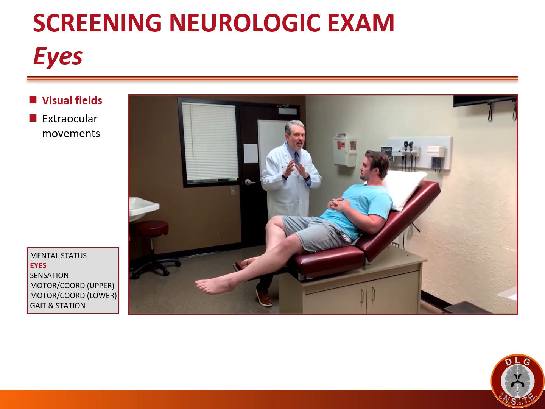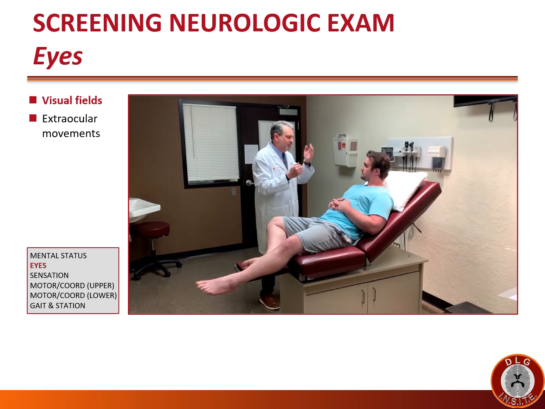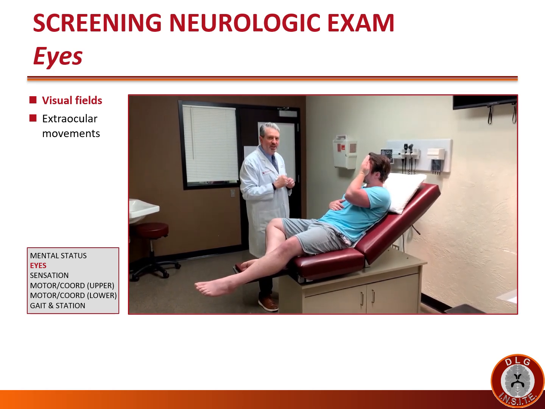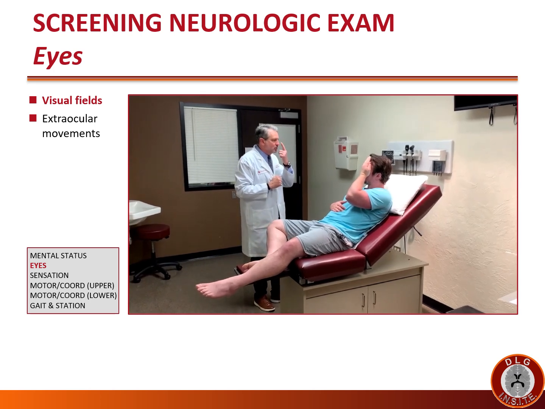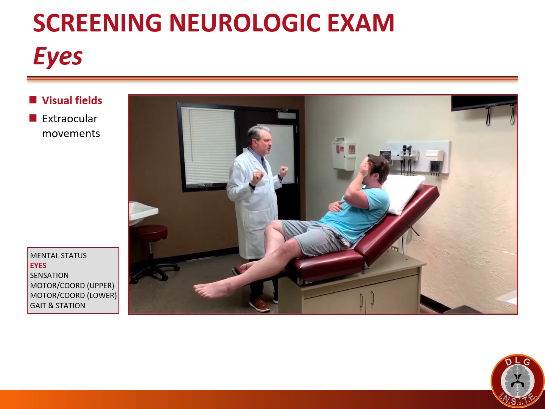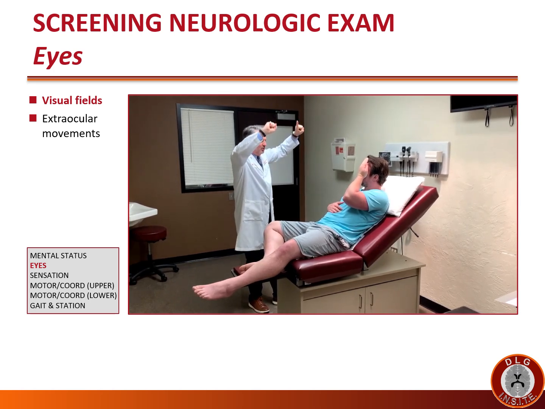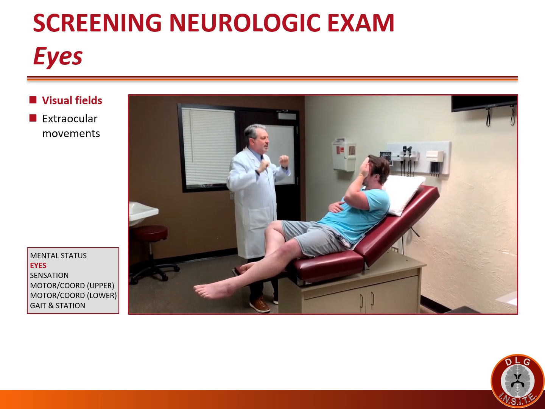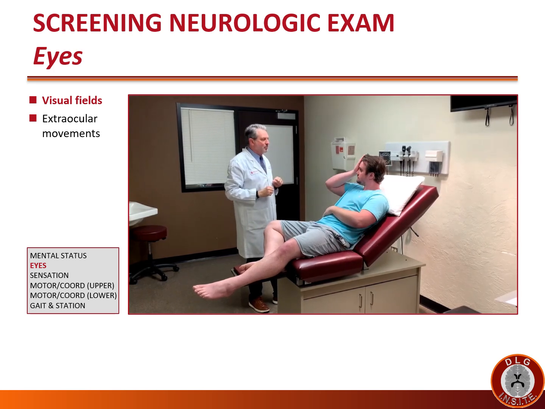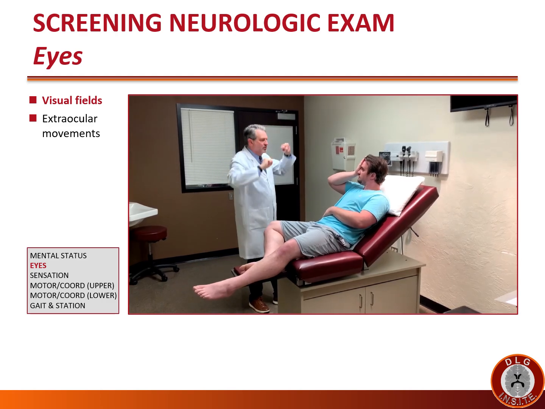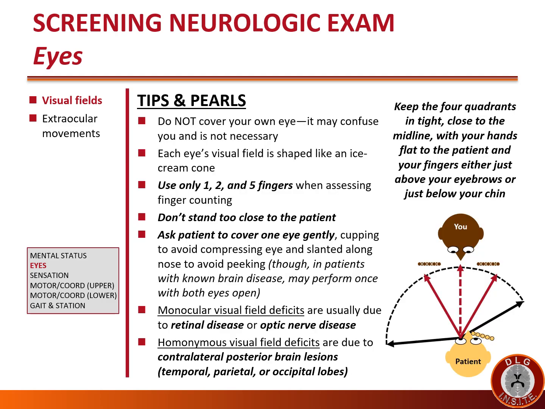1, 2, and 5. Okay, so again, cup your left eye for me. There you go, perfectly. Make sure you can't sneak a peek in the side there. Look at my nose, and how many fingers do you see? 2, 5. Good. Look at my nose. How many fingers do you see? 1, 5. Good. Now the other eye. Look at my nose. How many fingers? 5, 2, 1, 5. Good.